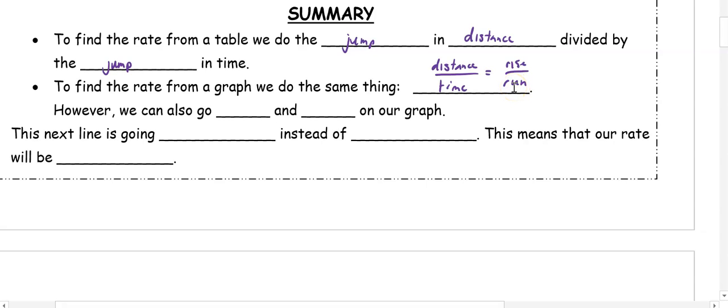Whenever we do this, we're always going to go up and over. However, sometimes the line is also going to go downhill. And if the line is going downhill instead of uphill, that means our rate is going to be negative. So let's look at another situation.